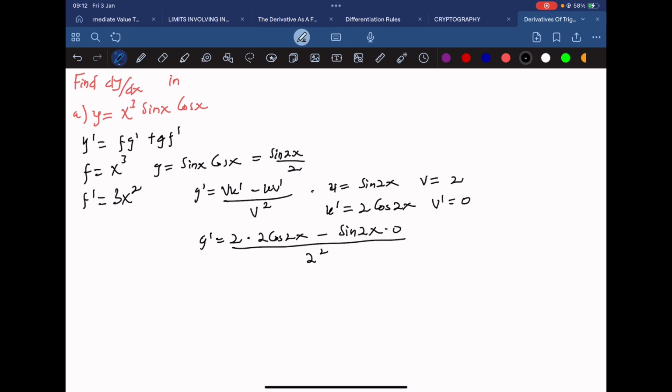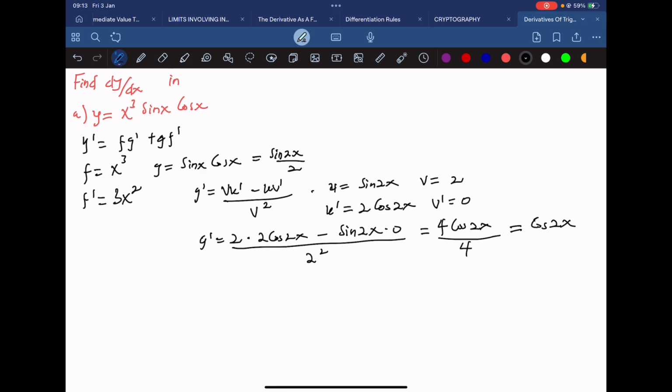So this simplifies to 2 cosine of 2x over 4. Sine 2x times 0 will just give 0. So 2 squared is also 4. So this is just cosine of 2x over 2. Now we can go ahead to do our substitution.